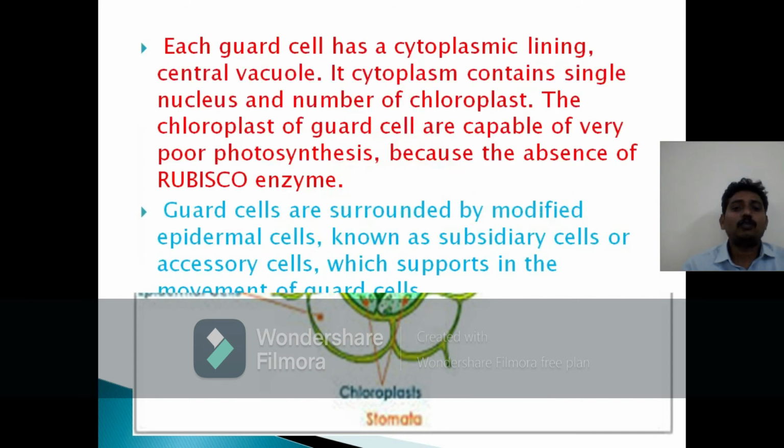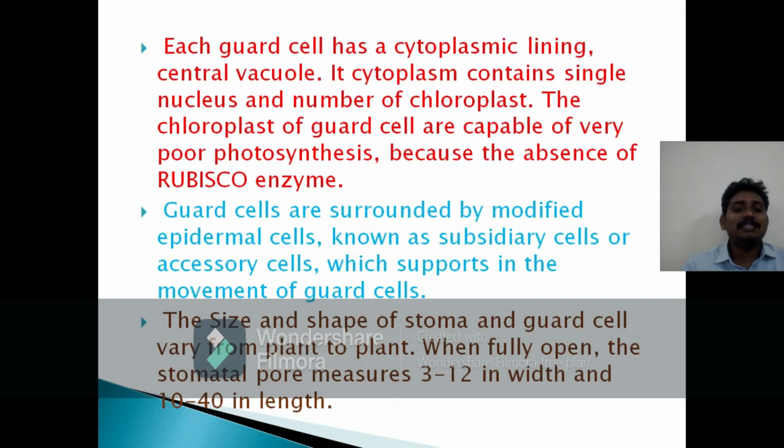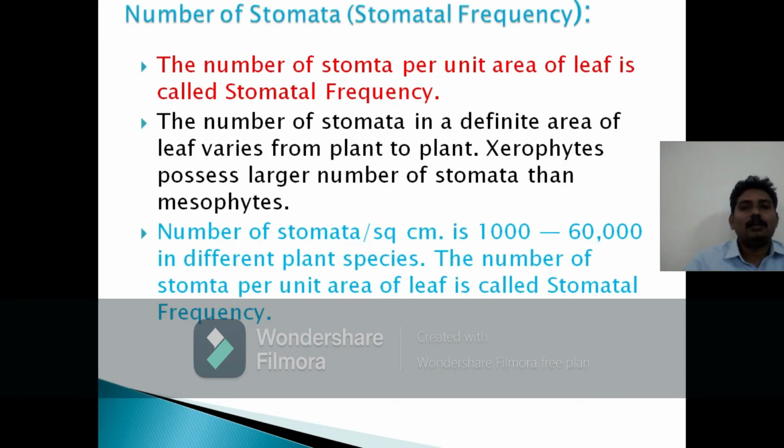Next, the size and shape of the stomata and the guard cells vary from plant to plant. When fully open, the stomatal pore measures 3 to 12 in width and 10 to 14 in length. So that is the width and length we observe.